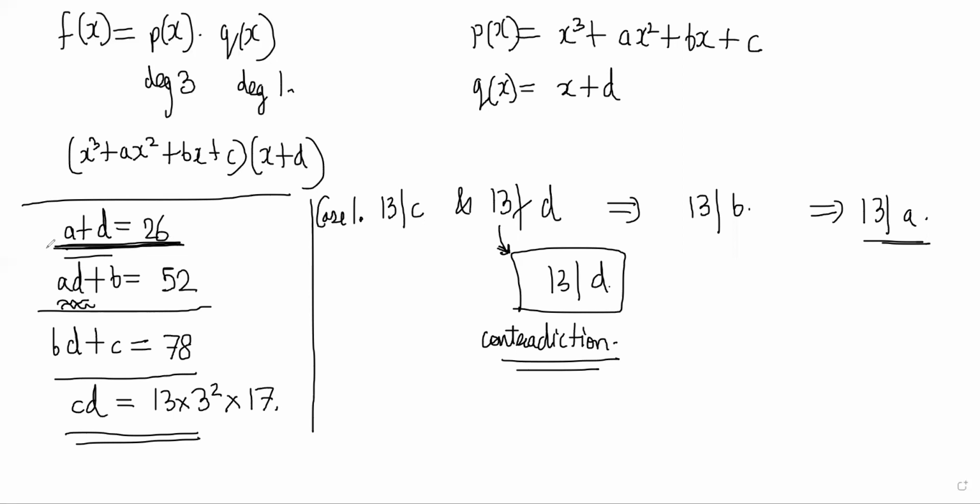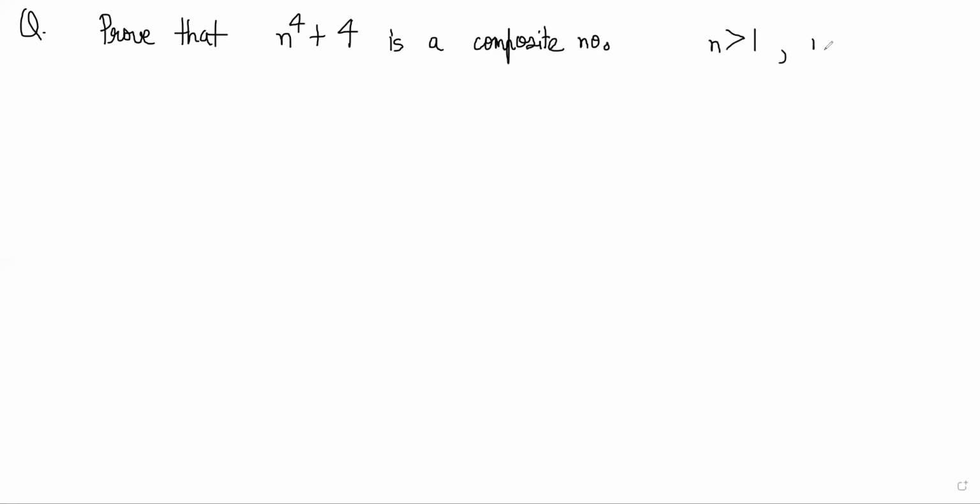Okay. So again, the notion of divisibility is coming in handy, and we are using that to solve many different kinds of problems. So this looks like an algebra question, right? Okay. Then the next one is: prove that n power 4 plus 4 is a composite number for all n belonging to natural numbers greater than 1. n greater than 1, n belongs to natural numbers.